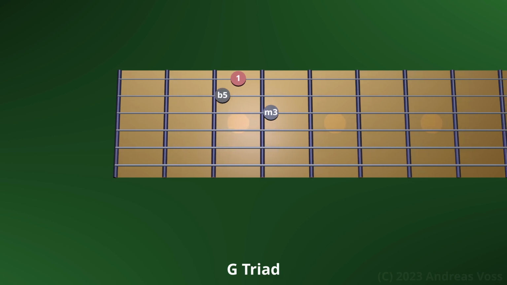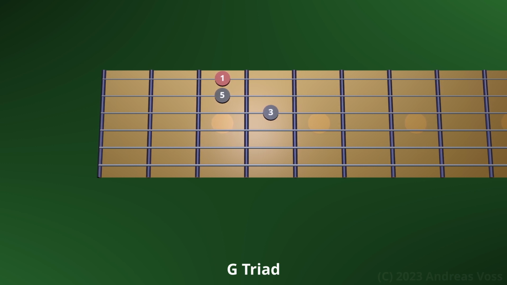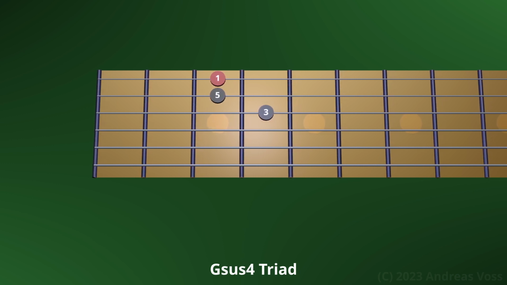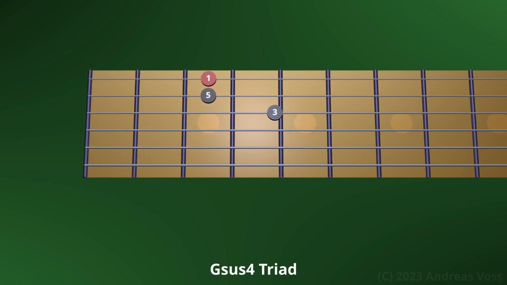Back to the major triad. The suspended triad is also very common in popular music. We create this by raising the third to the fourth.